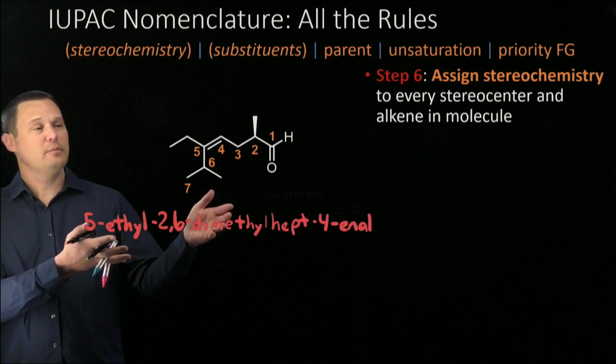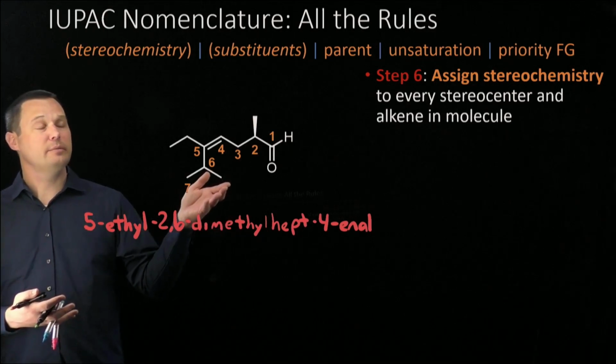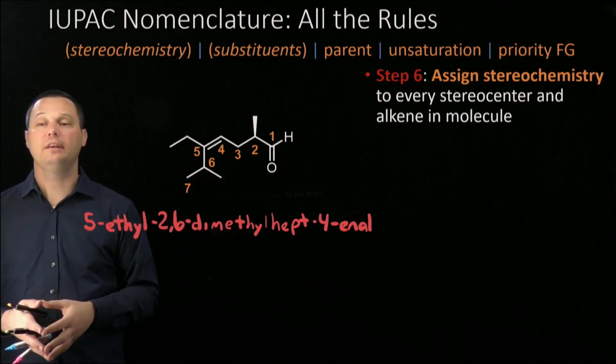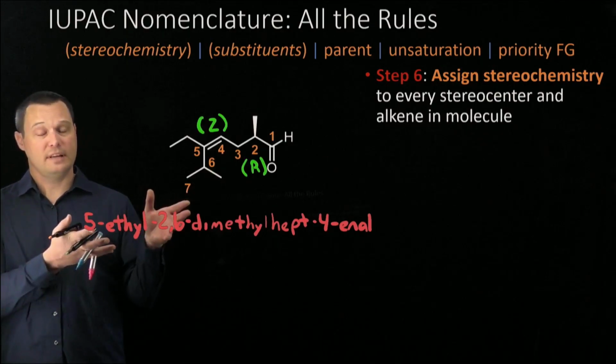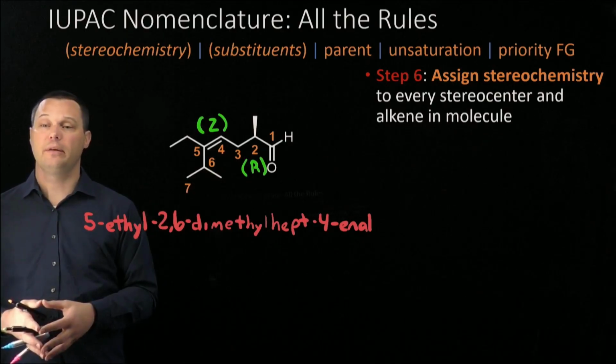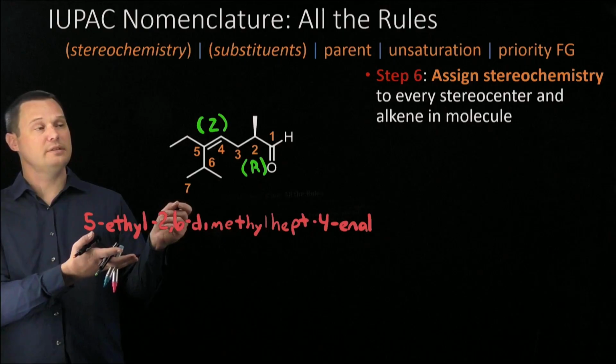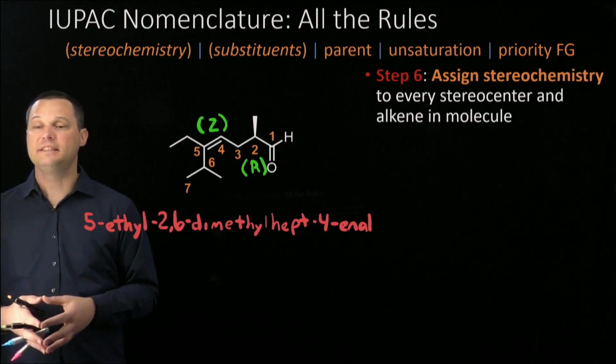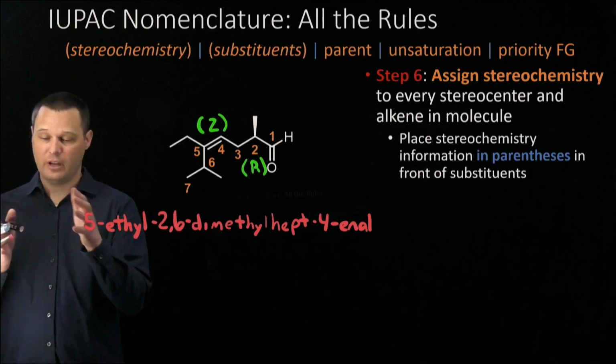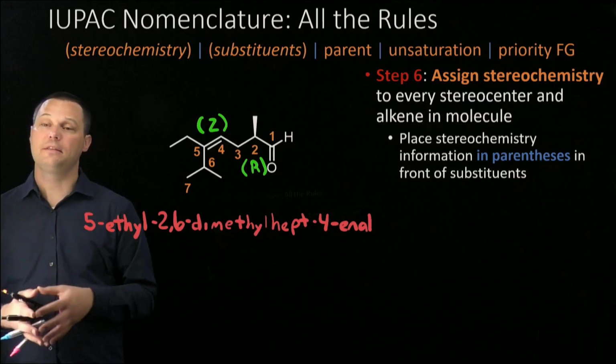Finally, we glance back through the molecule one last time, and we assign stereochemistry labels to every chiral center and every alkene in the molecule. This isn't a video on how to assign stereochemistry labels. I have separate videos about those. But the chiral center at carbon number 2 is the R stereocenter, and the alkene is a Z alkene. Once assigned, the stereochemistry information goes in a set of parentheses at the front of the molecule.